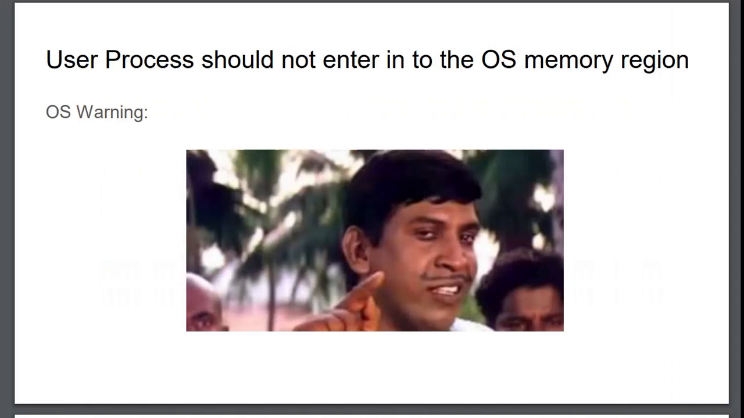Next, this is the main warning that is given by any operating system. You should not enter into the operating system memory region. That is the main warning given by any operating system. Do you remember this particular dialogue, right? கோட்டை தாண்டி நீயும் வரக்கூடாது நானும் வரக்கூடாது. That is the actual warning given by the operating system. So you should not enter into the operating system memory region. Then that will create a trap to the system, right? That is created by the operating system.